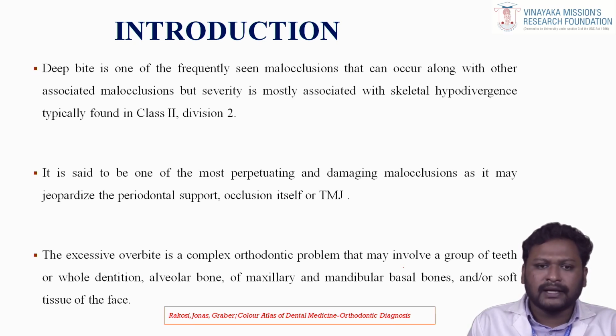Excessive overbite is a complex orthodontic problem that may involve a group of teeth or the whole dentition, alveolar bone, maxillary and mandibular basal bone, and or the soft tissue. Deep bite involves the malocclusion; it also affects the maxilla, mandible or soft tissue. Basically it is classified into two types, either skeletal or dentoalveolar.